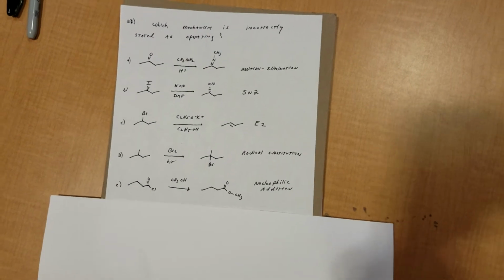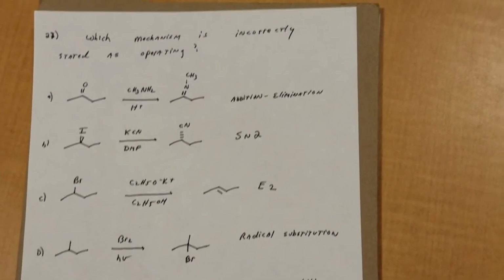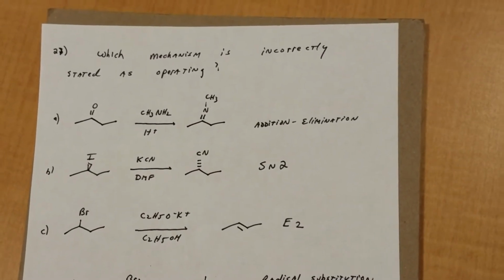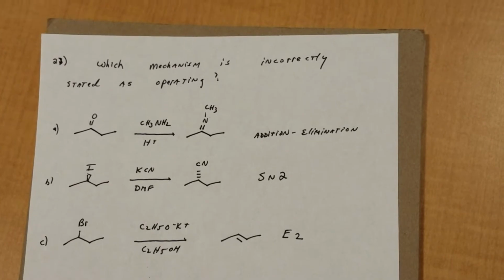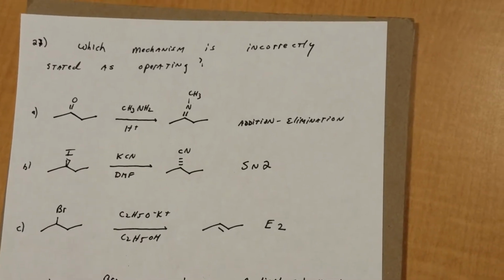What I want to do here is to see which mechanism is incorrectly stated as operating. This is a very important question for the DAT. You should get two things out of this tape. You should know how to complete the products and understand which mechanism is under consideration.